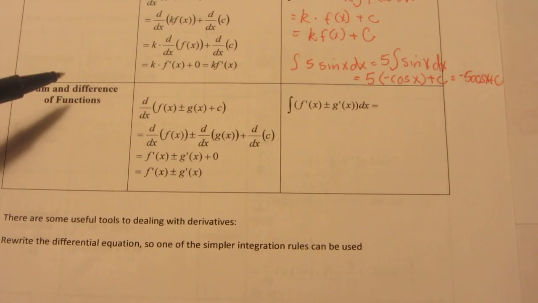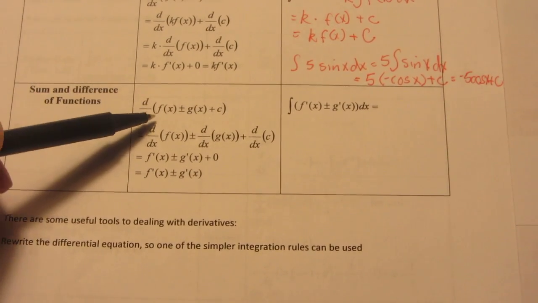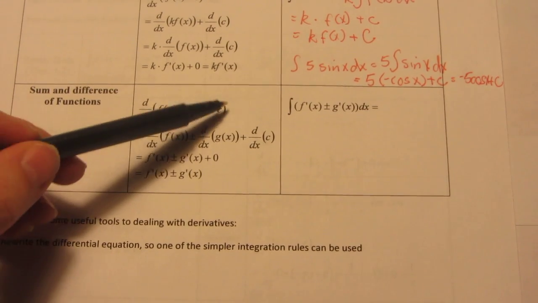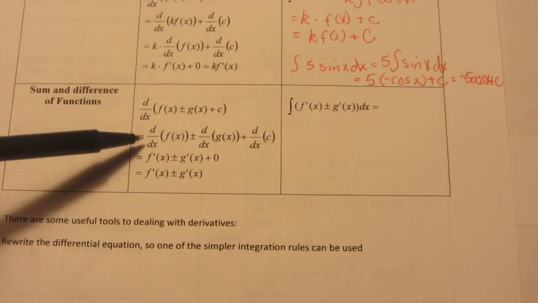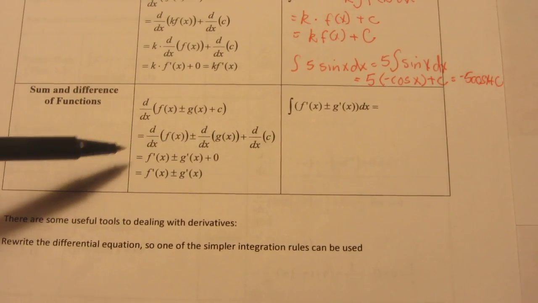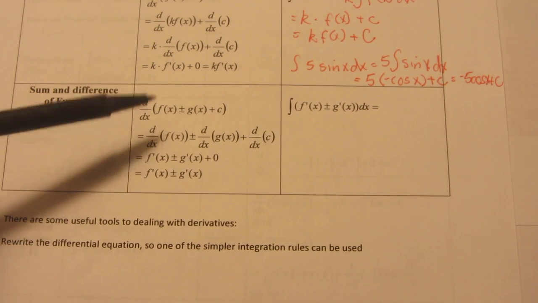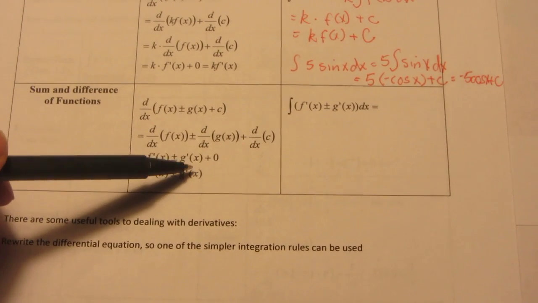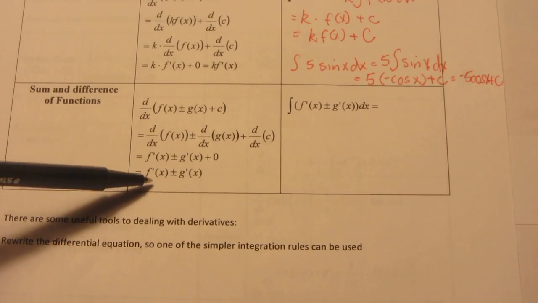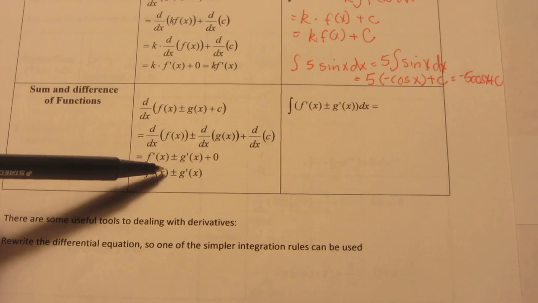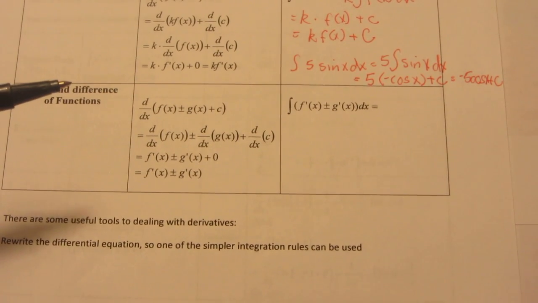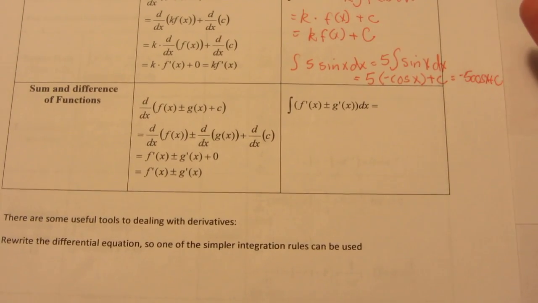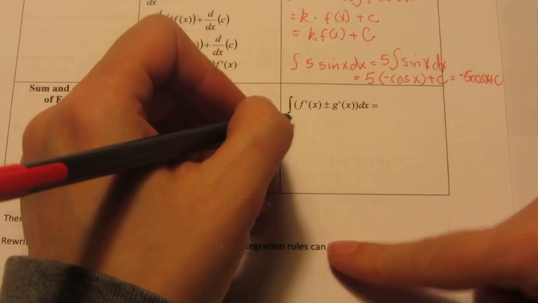The sum and difference of functions: if I'm taking the derivative of the sum or the difference of two functions plus even a constant on the end, I can then separate them into 3 different parts, and I end up with just the derivative of the first function plus or minus the derivative of the second function plus 0, and we end up with the sum or the difference of their derivatives. What that means is then, in this particular case, I can actually do the same thing. I can separate them if I need to.